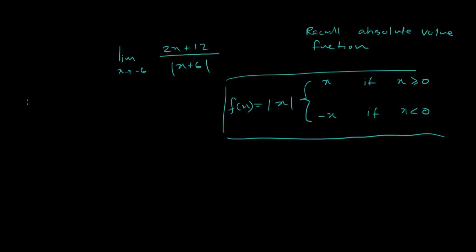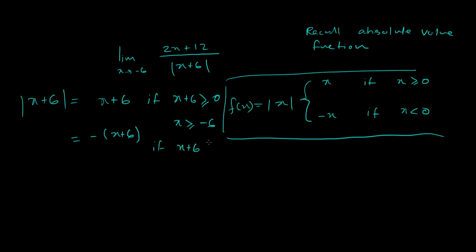So here we need to know the absolute value of x plus 6. That is equal to x plus 6 if x plus 6 is greater than or equal to 0, which means x is greater than or equal to minus 6, correct? Or else it is equal to minus (x plus 6) if x plus 6 is less than 0, which is if x is less than minus 6.